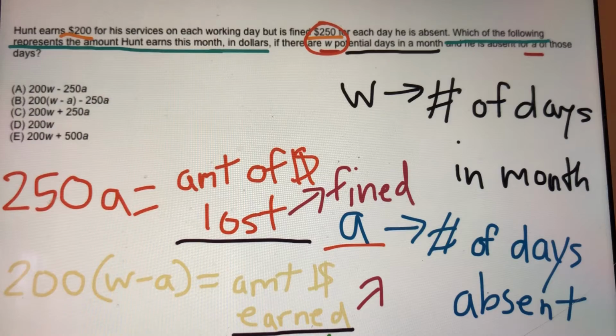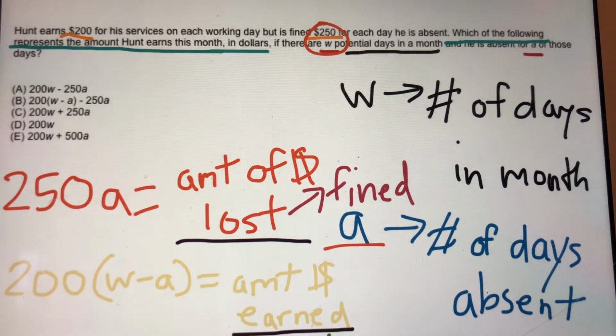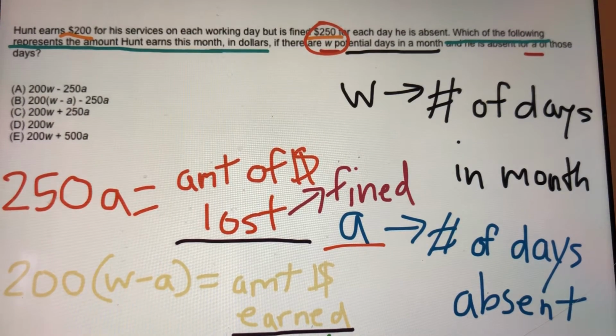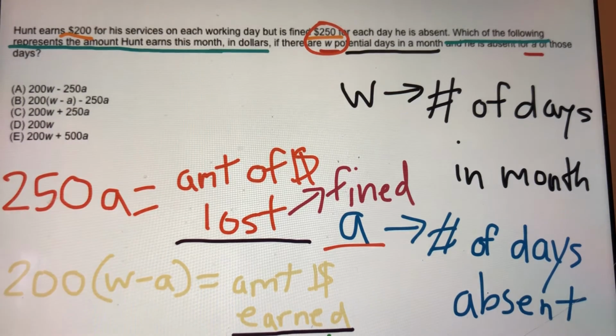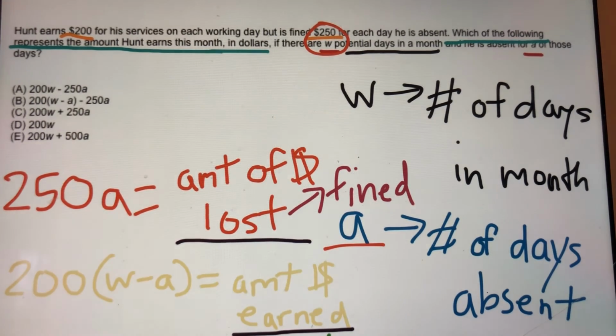So if you want to find out how much he earns, you take how much he earns from the work minus the amount of money he's fined. In words, this equation would be earned minus lost, and this gets you your net, the amount of money you earn, your net income. This equation is what we're trying to find in this question, and it's going to be one of the answers. This is a word version, but all our answers are numbers.